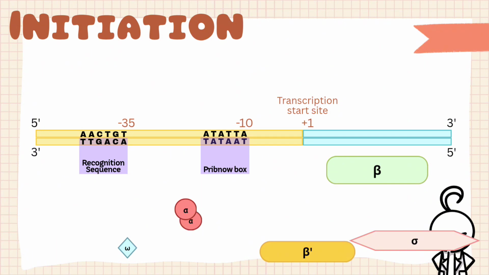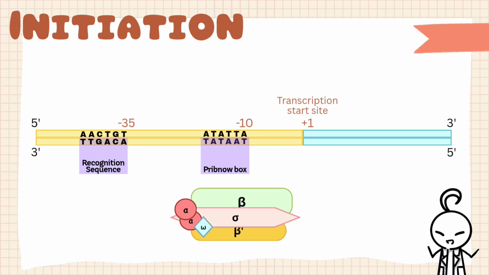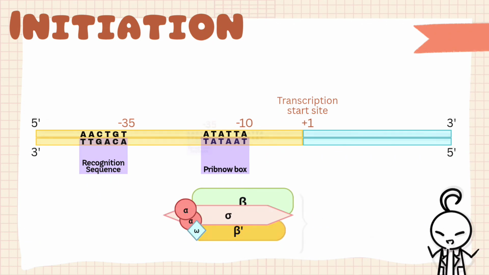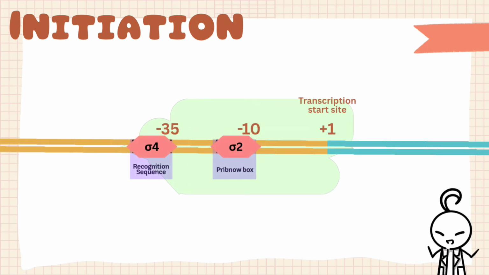The subunits of RNA polymerase will assemble to form the core enzyme plus a sigma cofactor for promoter recognition. The assembled RNA polymerase and sigma cofactor will bind to double-stranded DNA at the promoter region. To be precise, the sigma-4 subunit will bind to the TTGACA sequence, while the sigma-2 subunit will bind to the Pribnow box.